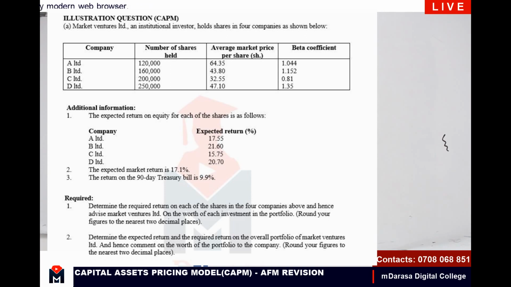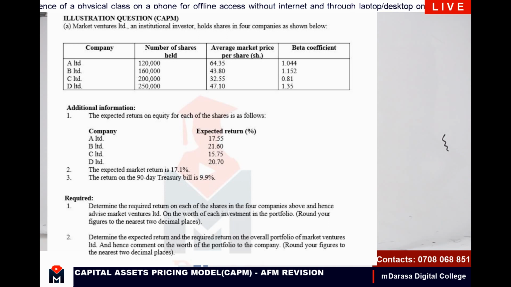Then additional information: we are told that the expected return on equity of each of the shares is as follows. I'm given companies A, B, C, and D, and we are given the expected return for each company. Then note 2, we are told that the expected market return is 17.1%. Then we are told that the return of the 90-day treasury bill is 9.9%. Once I'm given that, of course, we should always recall the concept of the risk-free rate.